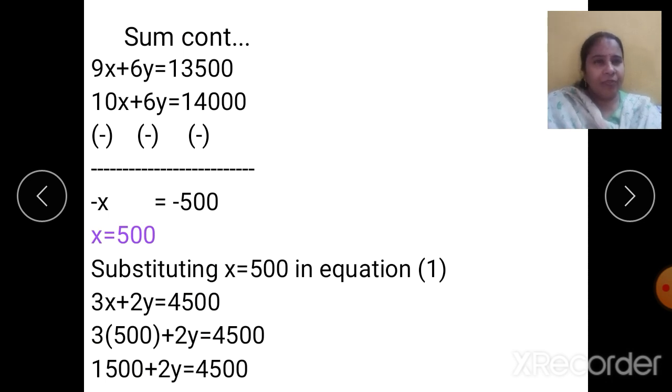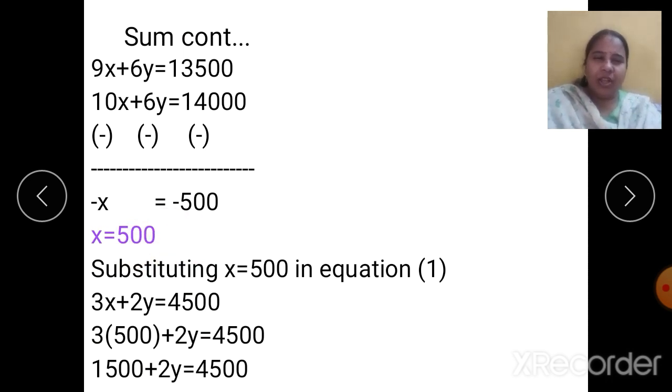So what will we get? When I subtract, I need to change the sign of all this. So this will become minus 10x, this will become minus 6y, this will become minus 14,000. So first step is plus 6y minus 6y will get cancelled. 9x minus 10x is minus x, and when I subtract this I get minus 500. Why minus? Because 14,000 is a greater number with a minus sign. So minus 500. Next step is, first of all, this minus and minus can be cancelled. x is equal to 500. One of the answers we have got here.